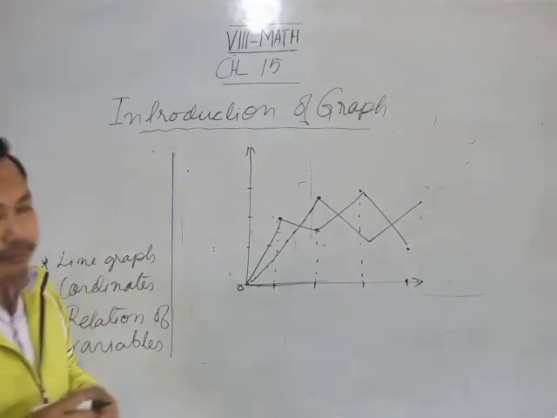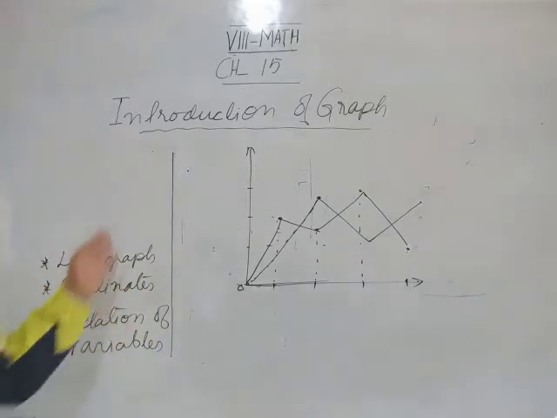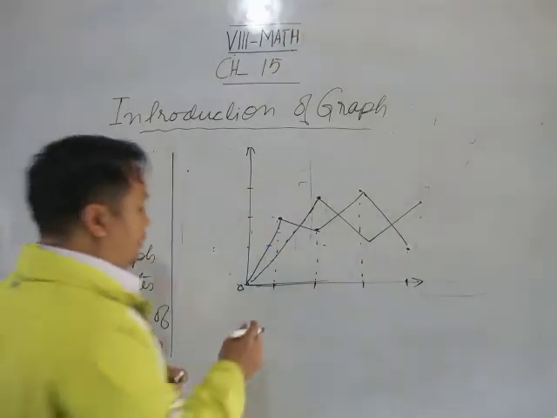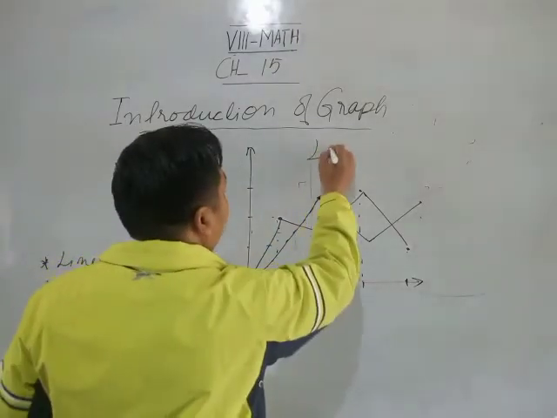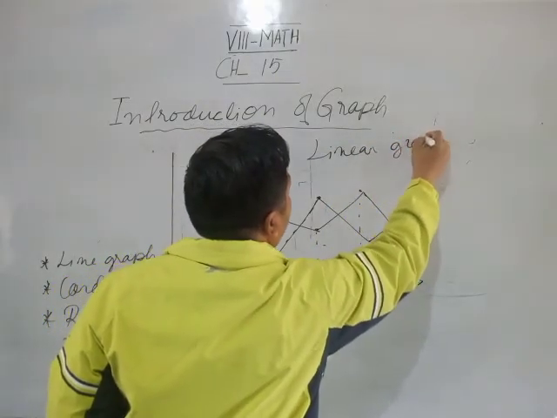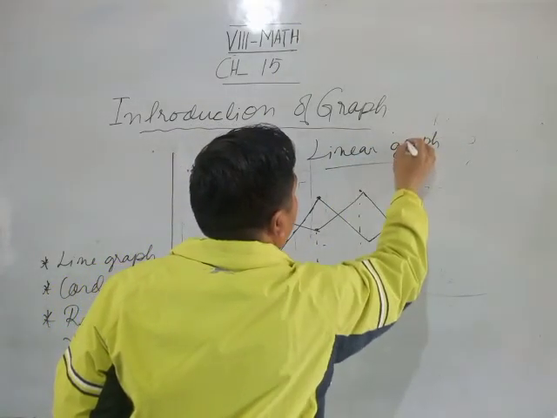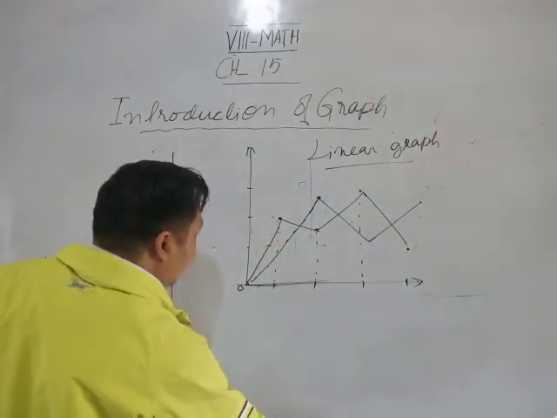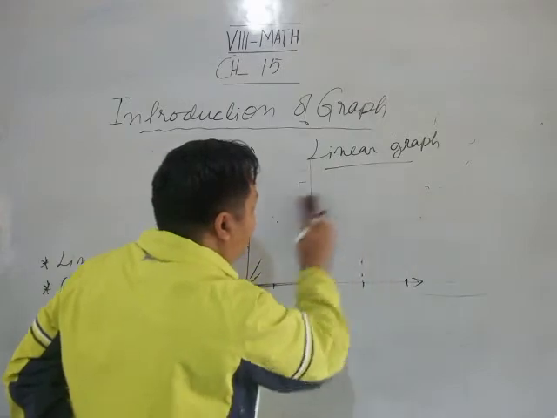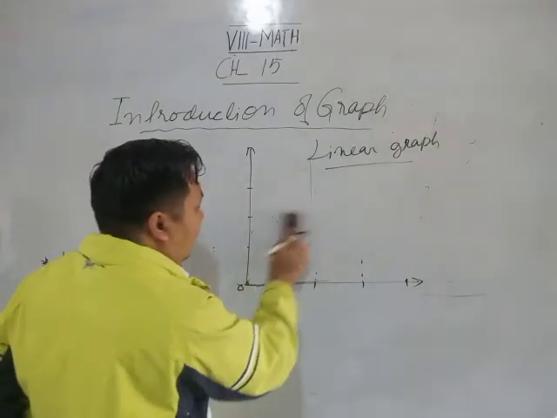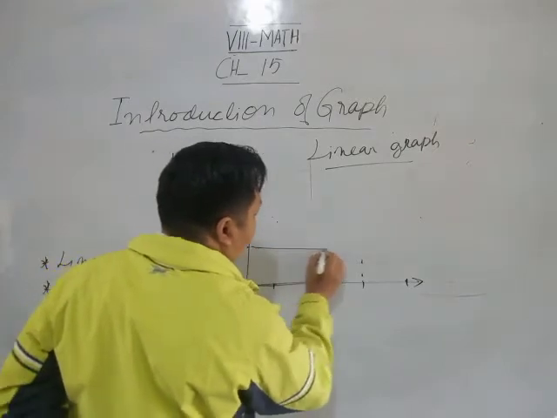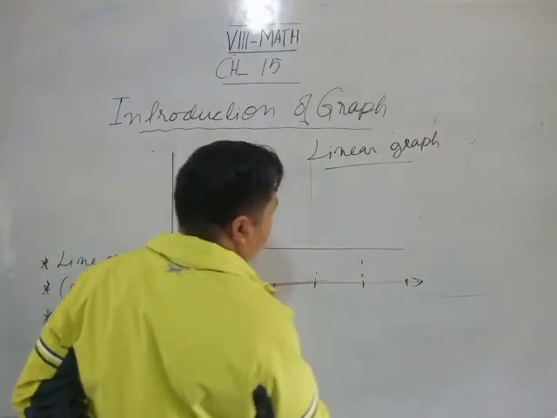Clear? But there are two types. One is simply called the line graph, and another is called the linear graph. Okay, so linear. What is a linear graph? One is the line graph, one is the linear graph. So what is a linear graph? A linear graph will be like this. Apart from this nature of line, there is another line like this. For example, the graph is straight like this.